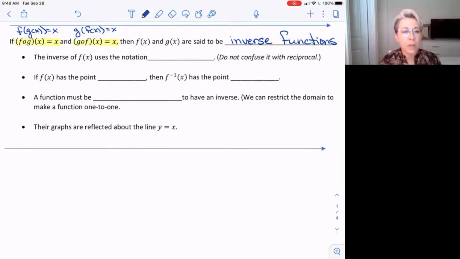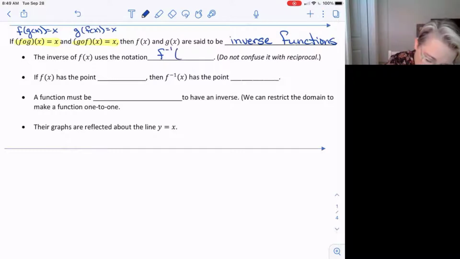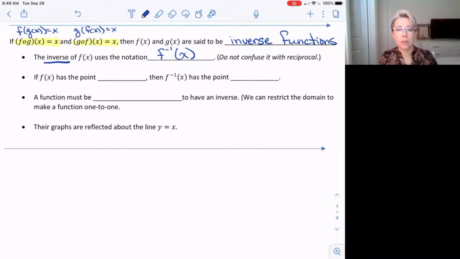The notation for an inverse function is f with a -1, looks like an exponent, superscript, of x. Do not confuse it with reciprocal, okay? So you have to look at the context. If that -1 up there in the exponent position is within a function notation, then it is in fact an inverse function of the parent function of f of x. You do not flip it.